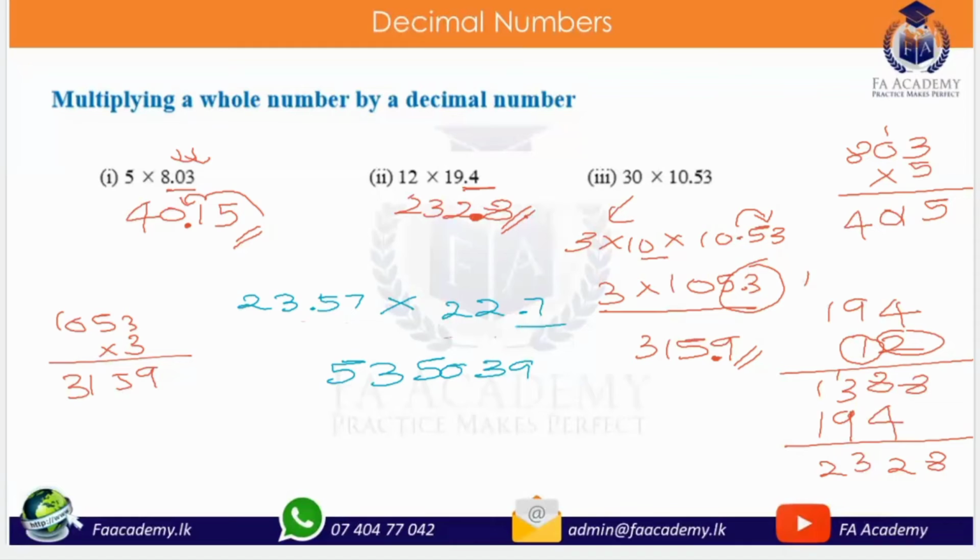So you have to check how many decimal places there are. There are two decimal places in this number, and there is one decimal place in this number. So in total, you have to move 3 decimal points backward and keep the answer as 535.039. Okay, so that's an additional sum for your knowledge.